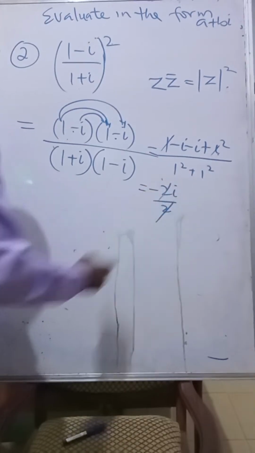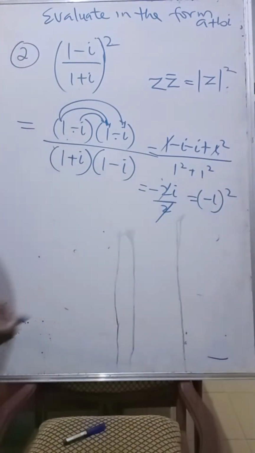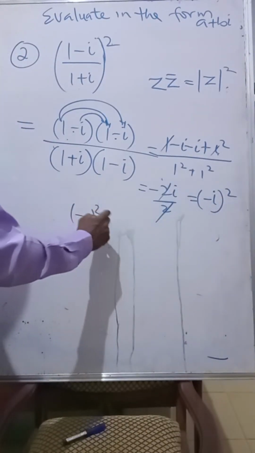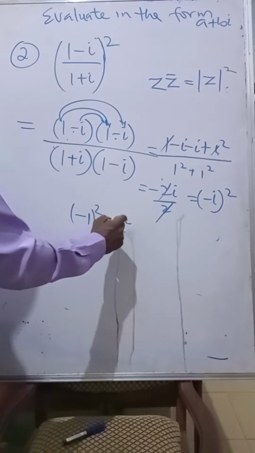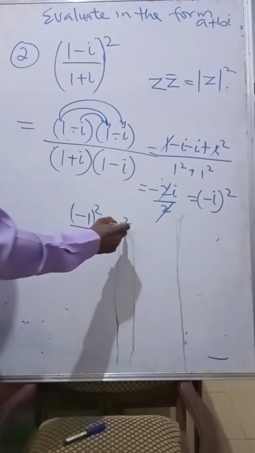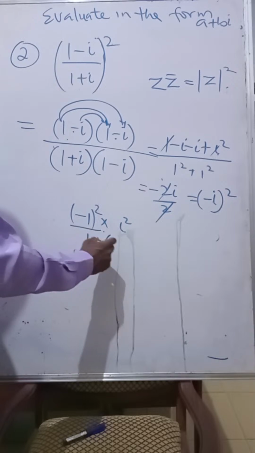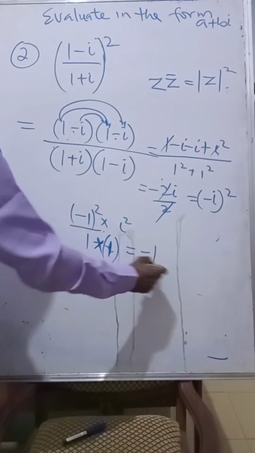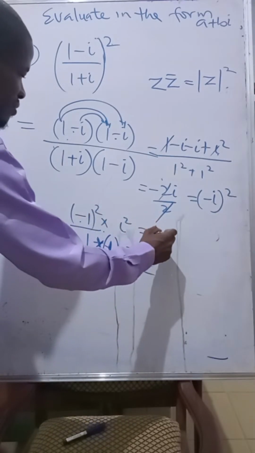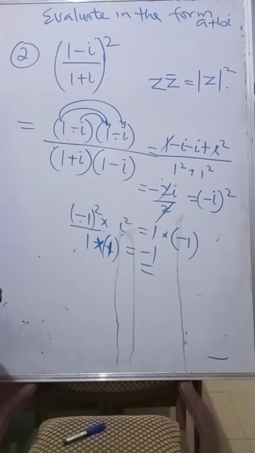So we cancel the 2. We have minus i, all squared, which is the same as minus 1 squared times i squared. So minus 1 squared is positive, that's 1, and then times i squared, which is minus 1. So the answer is minus 1. Don't forget, this will be positive, that's 1, and then times i squared is minus 1. So that's minus 1 for that question.